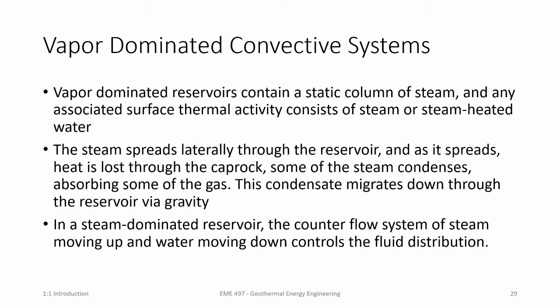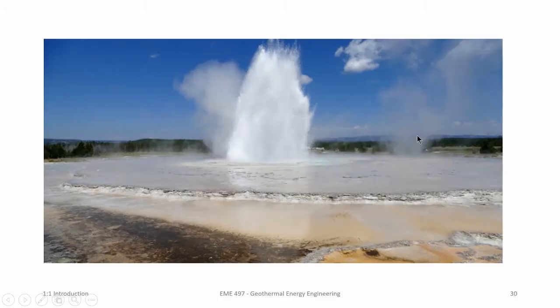Some of the steam condenses, absorbs the gas, and then migrates down through gravity, because it will be more dense than the steam. In a steam-dominated reservoir, the counterflow system of steam moving up and water moving down controls the fluid distribution. So the gaseous steam moves up, cools down, condenses, and then flows downward through gravity, heats back up, and that's what keeps the flow distribution moving. Here's an example of some surface activity. This is in Yellowstone, a geyser everyone's probably seen, or at least seen pictures of.